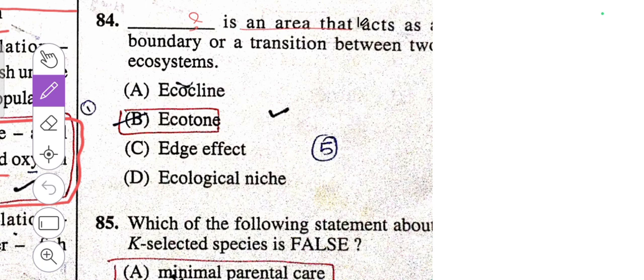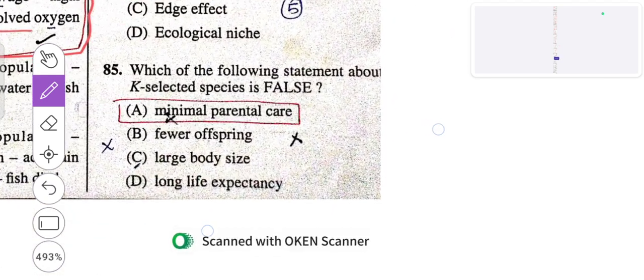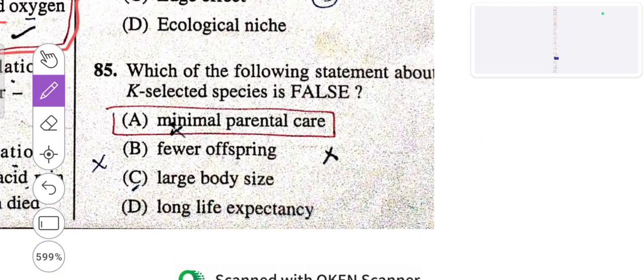Dash is the area that acts as a boundary or transition between the two ecosystems, that is ecotone. So ecotone is the boundary between two ecosystems, maybe different ecosystems. Then in between the water, that will be called an estuary in water.